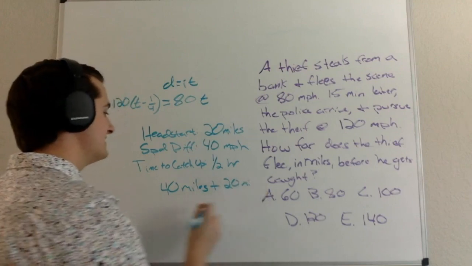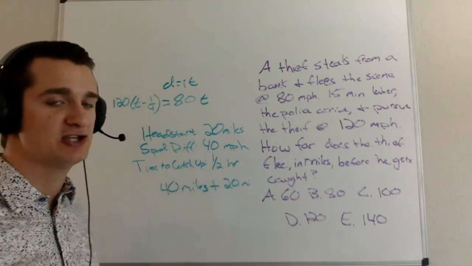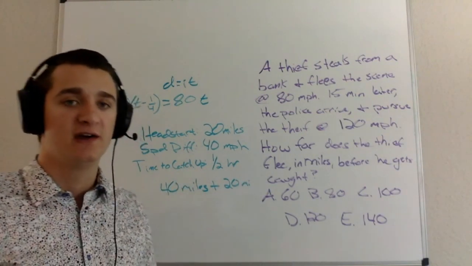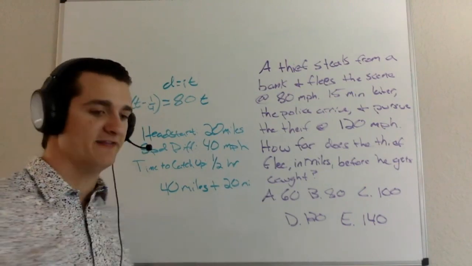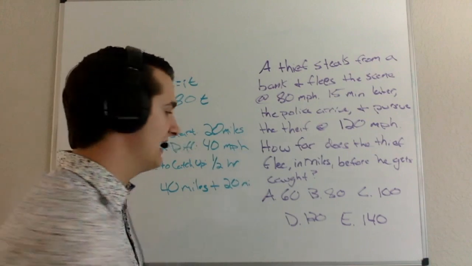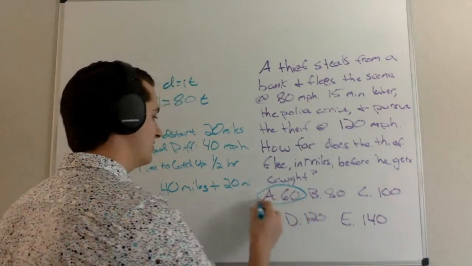Because again, this is not the time total, this is the time to catch up. And the time to catch up starts from the point at which the police start. So that would be a total of 60 miles. And A is going to be the correct answer here.